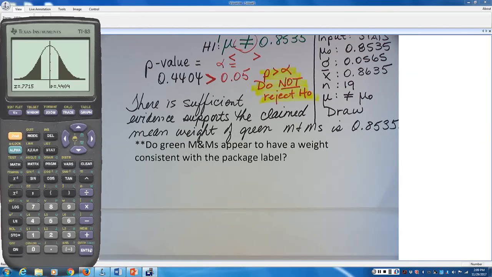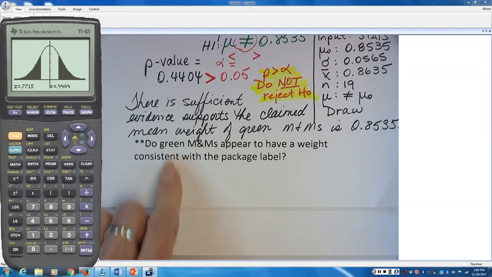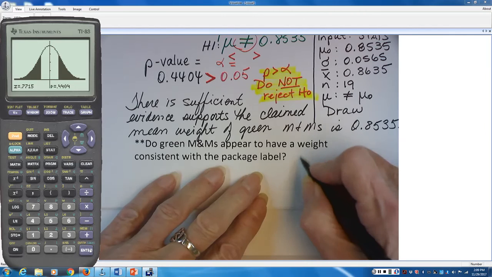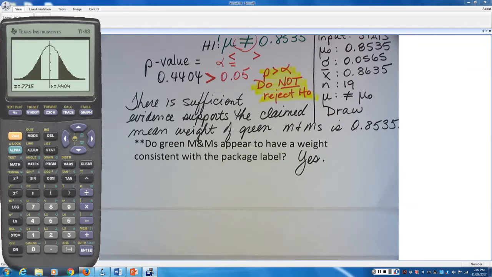So there's one way to write your conclusion. And at the bottom it says, basically, this is the question we were trying to answer. The green M&Ms appear to have a weight consistent with the package label, yes? Yes, the evidence shows you that they do have a weight consistent with the package label.